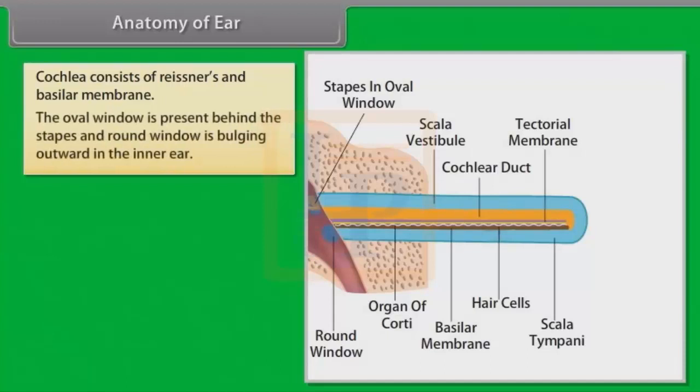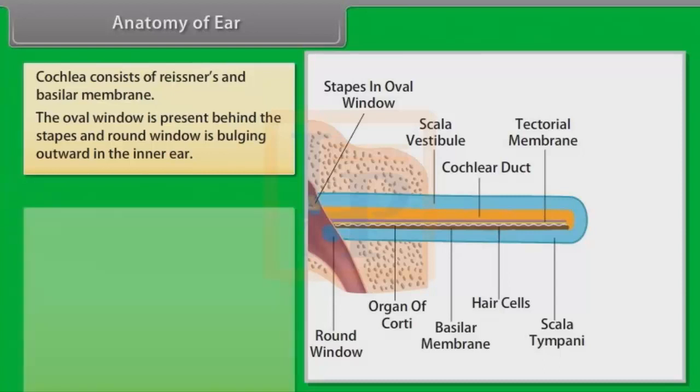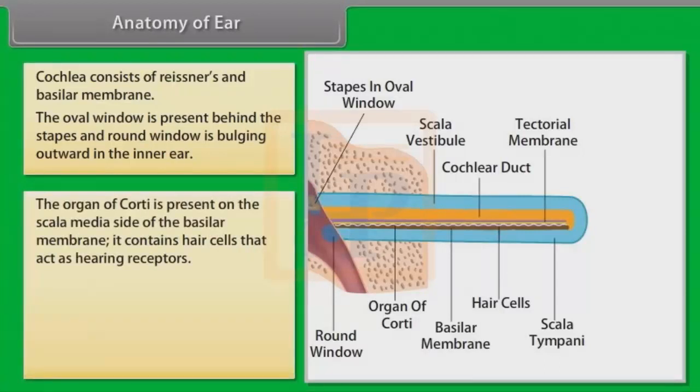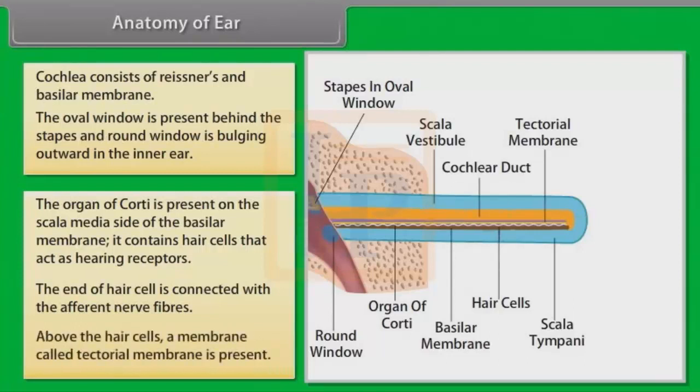The oval window is present behind the stapes, and the round window bulges outwards in the inner ear. The organ of Corti is present on the scala media, on the side of the basilar membrane. It contains hair cells that act as hearing receptors. The end of the hair cell is connected with afferent nerve fibers. Above the hair cells, a membrane called the tectorial membrane is present.